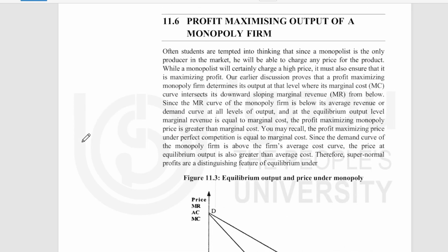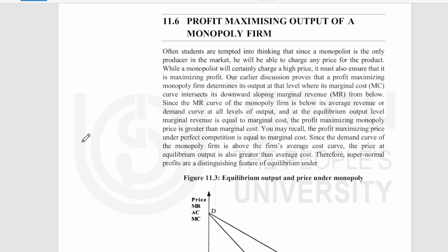So next one is profit maximizing output of a monopoly firm. Often students are tempted into thinking that since a monopolist is the only producer in the market, he will be able to charge any price for the product. While a monopolist will certainly charge a high price, it must also ensure that it is maximizing profit.